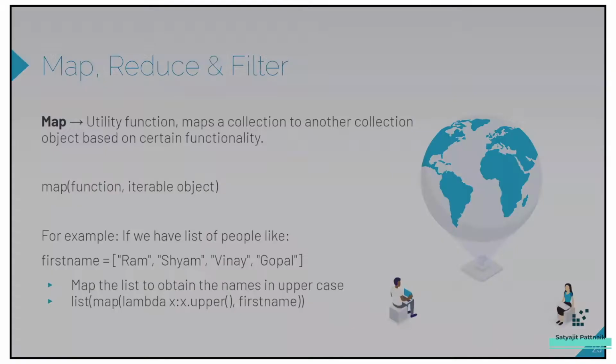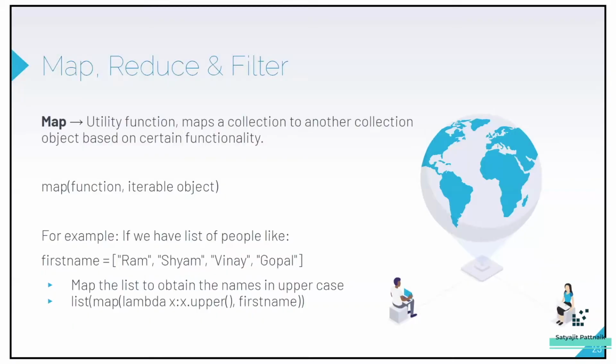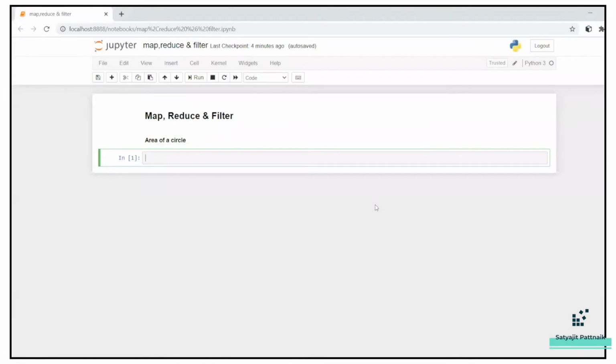Okay, the next slide is all about filter and reduce. So let's try to understand map first by using a small example. I'm going to take the example of the area of a circle. For that, let's define an area function. I'll define area of r, so I'm passing radius as an input to this function.